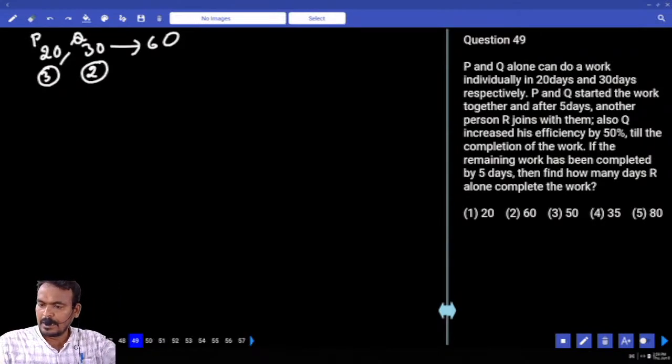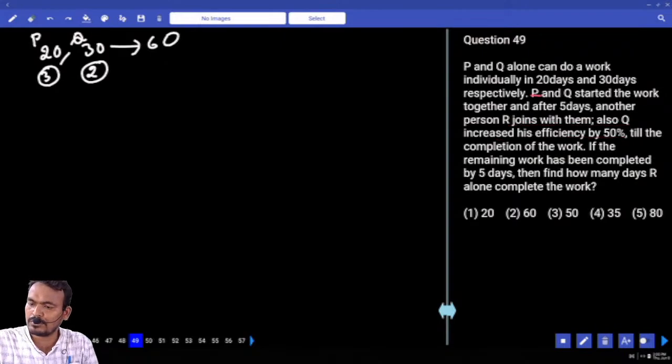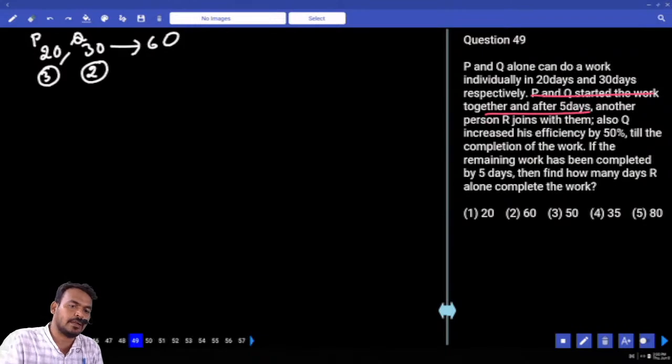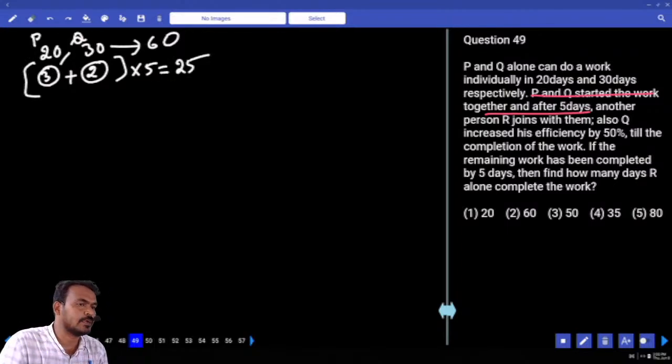Another person R joins with them, and also Q increased his efficiency by 50%. But before this, P and Q started work and worked for how many days? 5 days. It means for the first 5 days P and Q are working, 3 plus 2 into 5 days. So 5 fives are 25 completed.